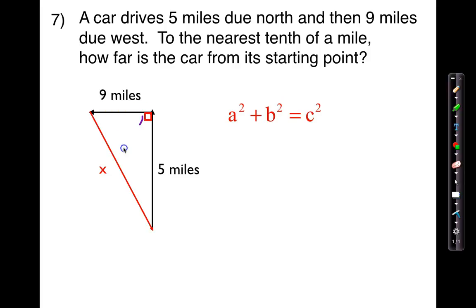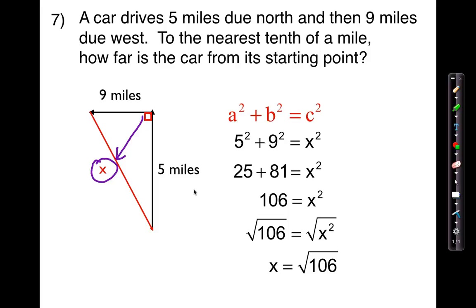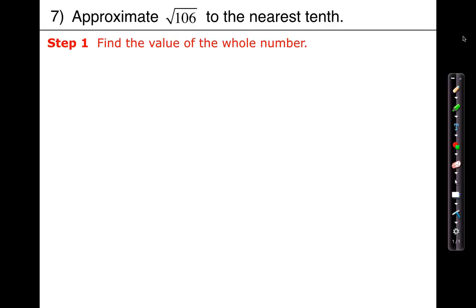Here we can see that the hypotenuse is x, which makes 9 and 5 the legs. So let's go ahead and plug it in. Here we have 5 squared plus 9 squared equals x squared, leaving us with 25 plus 81 equals x squared, which is 106 equals x squared. Simply take the square root of both sides and we're left with x equals the square root of 106. Since it isn't a perfect square, we're going to have to round to the nearest tenth, like the instructions say here. So let's go ahead and round to the nearest tenth.